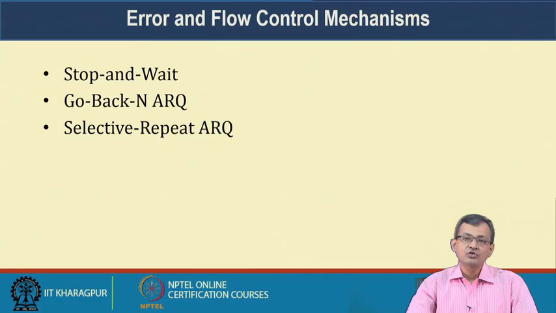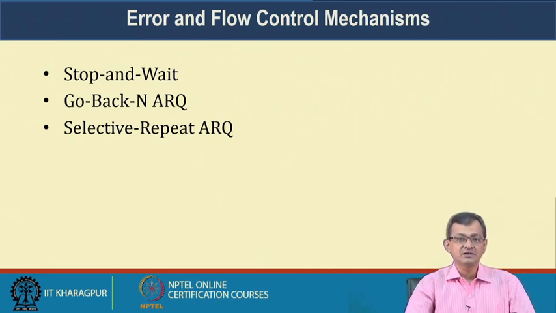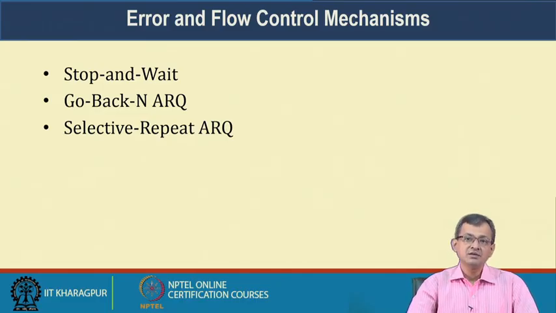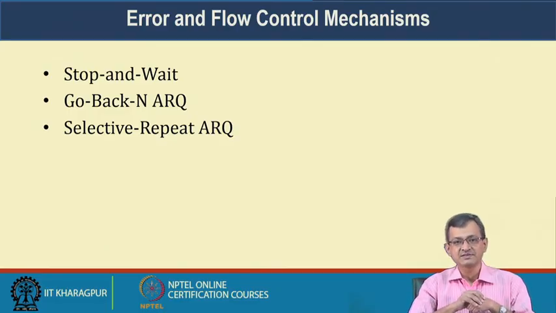So, error and flow control mechanisms, as you might have seen earlier also: one is the stop and wait mechanism, then the go back N ARQ mechanism and the selective repeat mechanism. So, these are the three predominant mechanisms which are deployed in layer 2 of our standard local area network implementations.